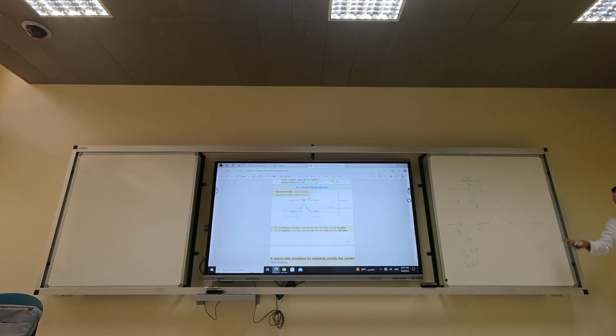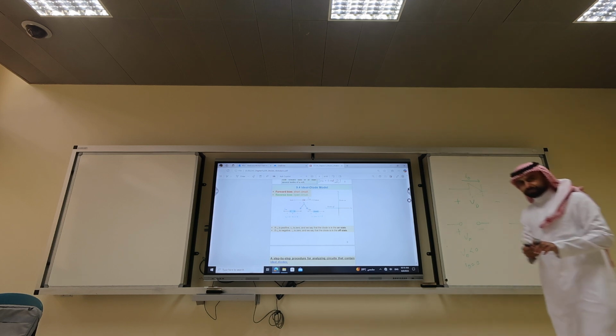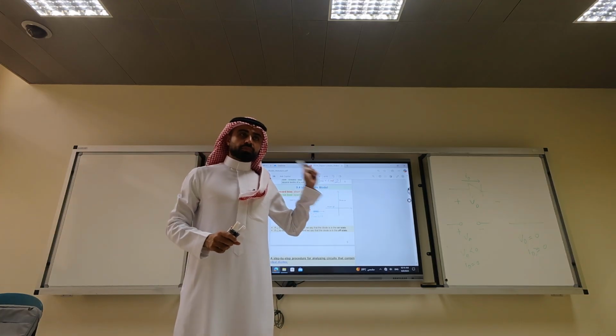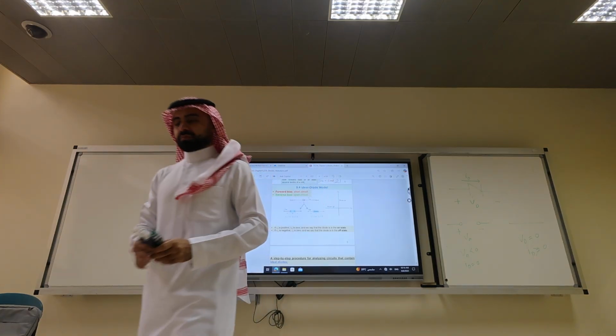State number 2, the same device can behave as a short circuit where VD equals what? 0. What's the voltage drop across a short circuit? 0. What is ID? Well, it will be greater than 0. Some positive current. Get it? Okay, how many states can the diode take? 2. This is the hardest part in the material, the diode. So please try to understand it very well.